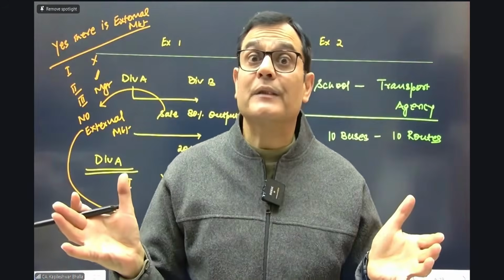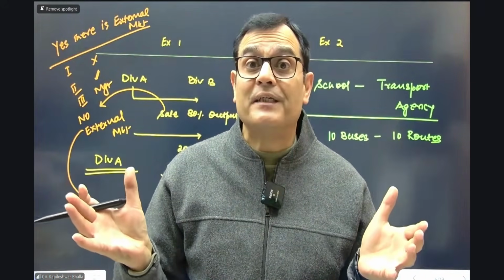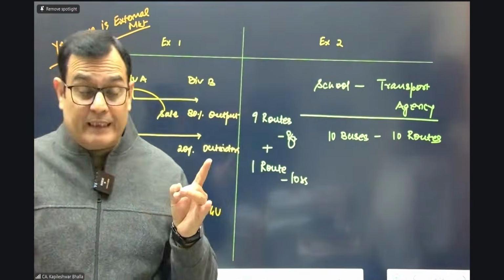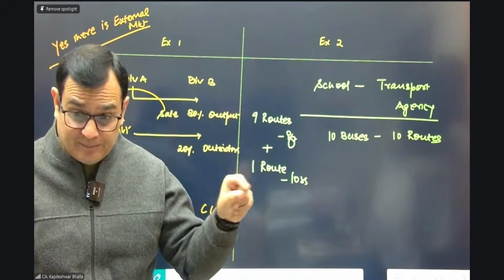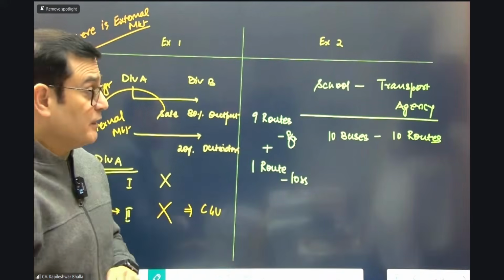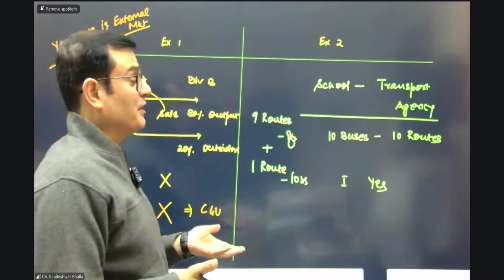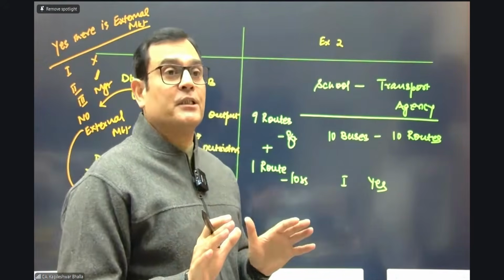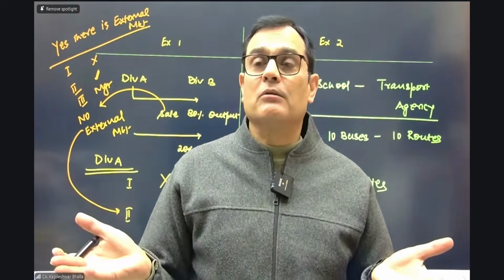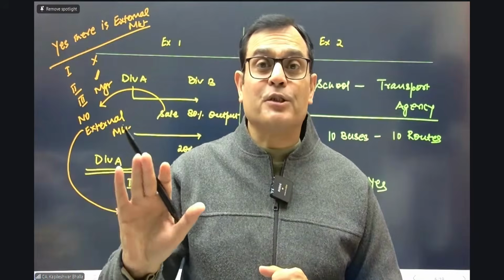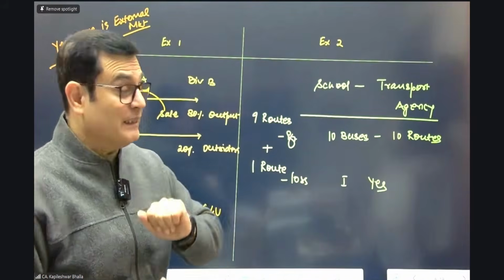Now let me ask you, is each route generating cash flow largely independently? Think. And you said, no. I would say the answer is a yes. It is generating cash flows largely independently. The children operating on different routes belong to different places in the city, so there is no overlapping in terms of students. So it is definitely generating cash flow largely independently.